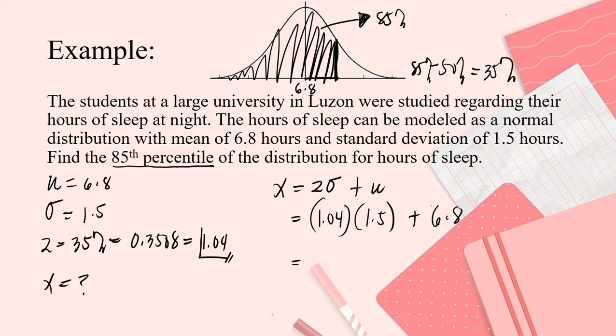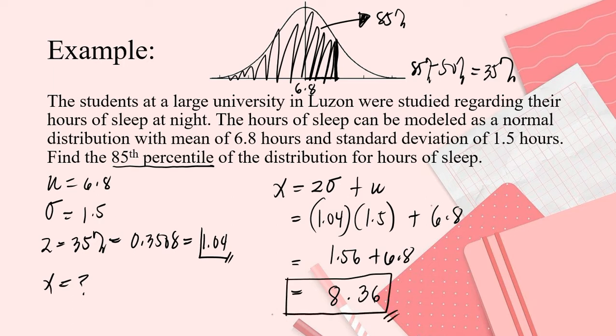So, 1.04 times 1.5, that is 1.56. Add mo ngayon sa 6.8, final answer will be 8.36. And that will be the final answer. Meaning, yung 85% po ng ating distribution ay 8.36. Okay, are we clear?